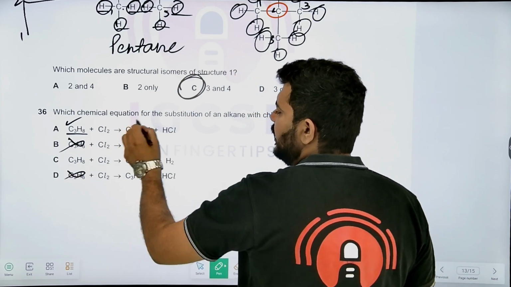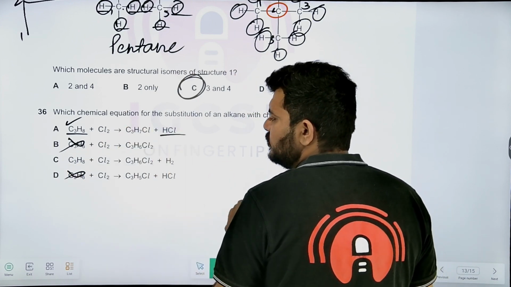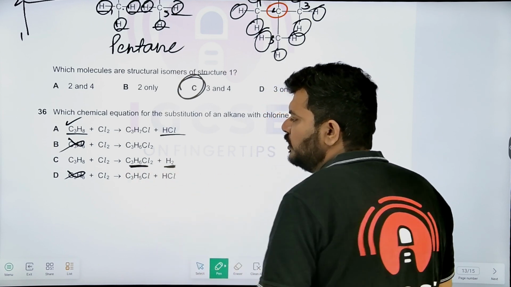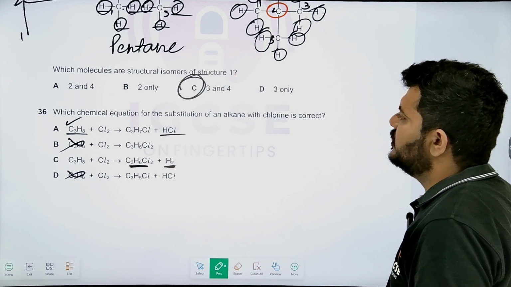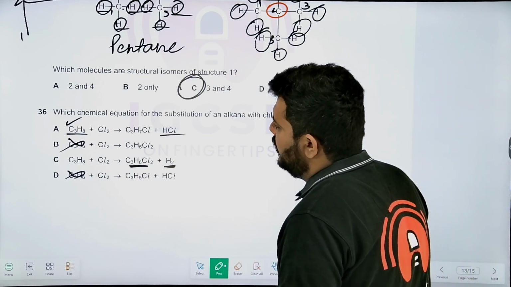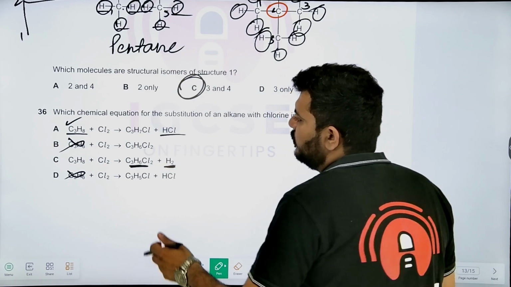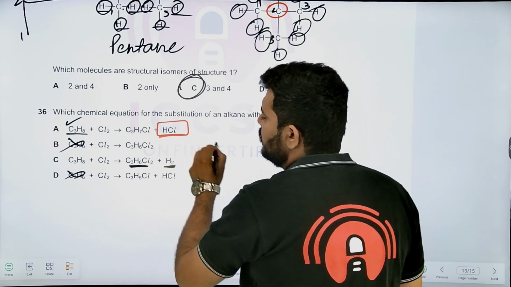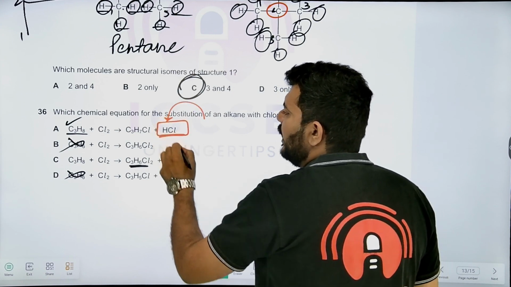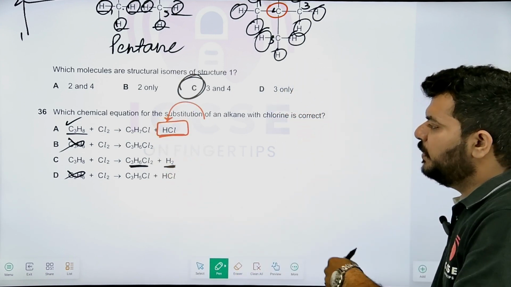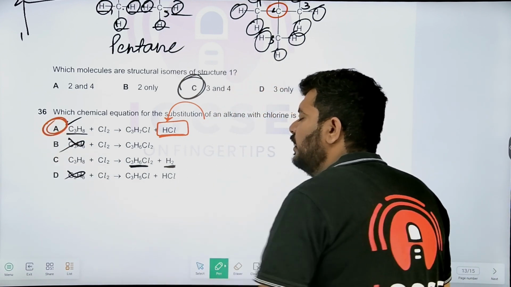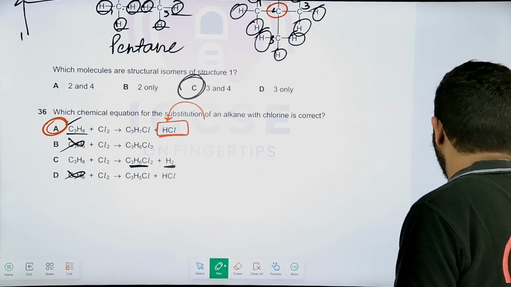One hydrogen gets replaced, HCl forms. Okay, here two hydrogen get removed, H2 is formed. Right, this is substitution with chlorine. So here HCl is formed, so one of the chlorine forms a bond with hydrogen, and the other chlorine takes the place of this hydrogen. So option A is your correct answer, right?